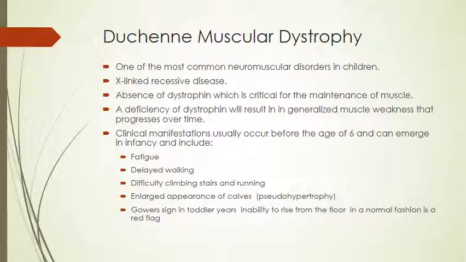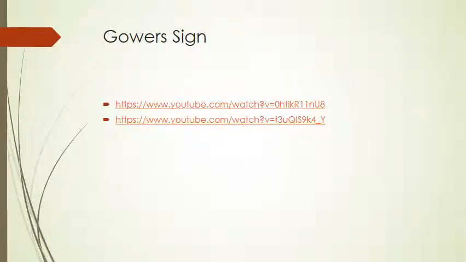fatigue, delayed walking, difficulty climbing stairs and running, an enlarged appearance of the calves, which is referred to as pseudohypertrophy, and a Gowers sign in toddler years, which is the inability to rise from the floor in a normal fashion. This is a red flag for the disease. Please look at these two videos on the Gowers sign.